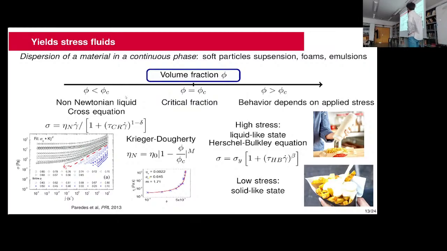For the Cross equation, you have an important scaling law, which is the Krieger-Dougherty equation that tells you how the Newtonian viscosity scales close to the critical volume fraction. And I'm showing these equations here because we can take some parameters, actually exponents, from the steady-state regime to try to understand and describe what happens out of steady state. So I'll come back to these equations later.